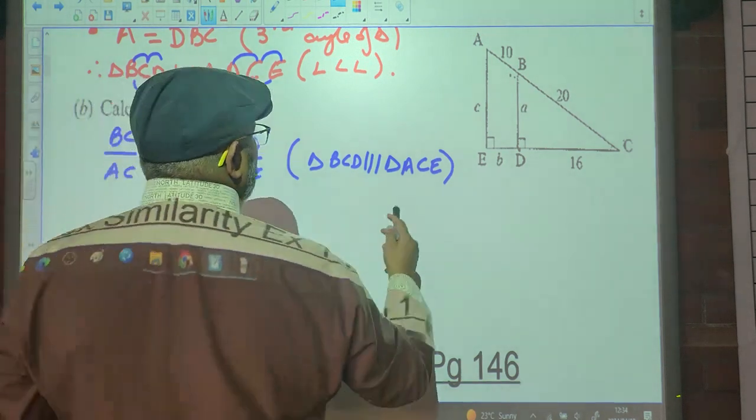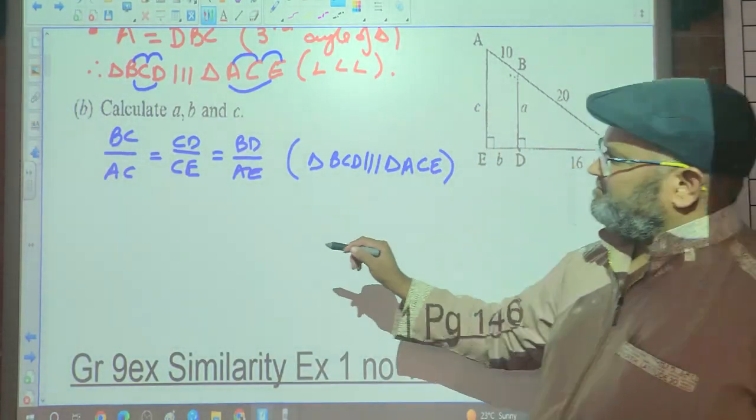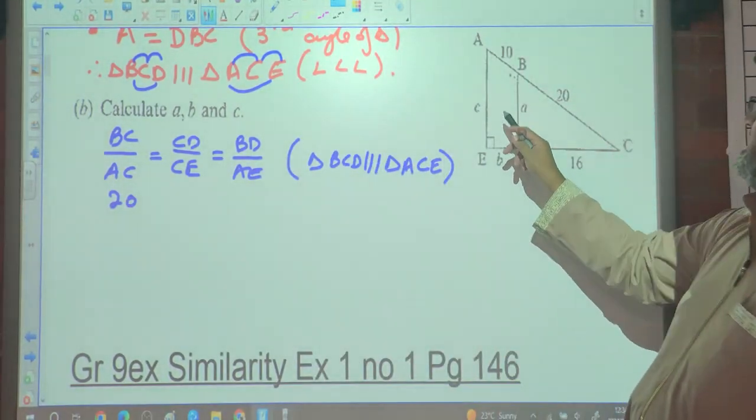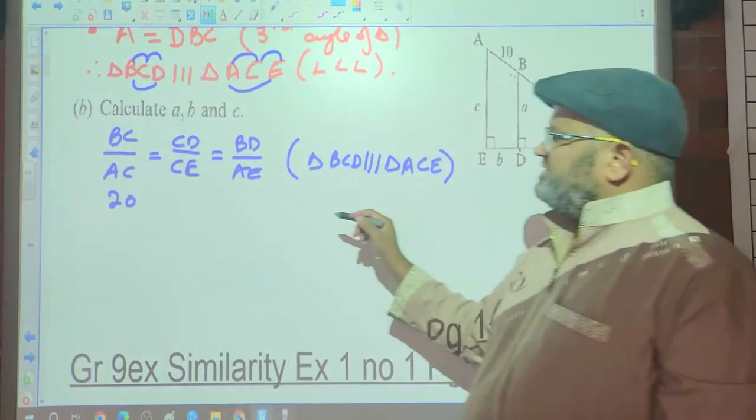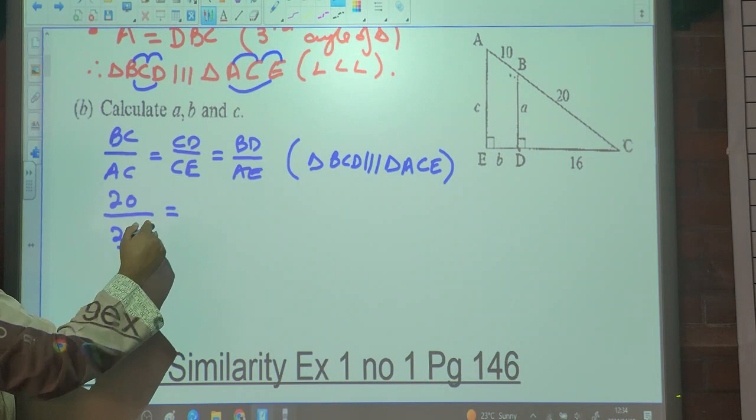So what is the length of BC? 20. What is the length of AC? 30. Can you see, 20 plus 10, it's 30. And this is my known ratio now, okay?